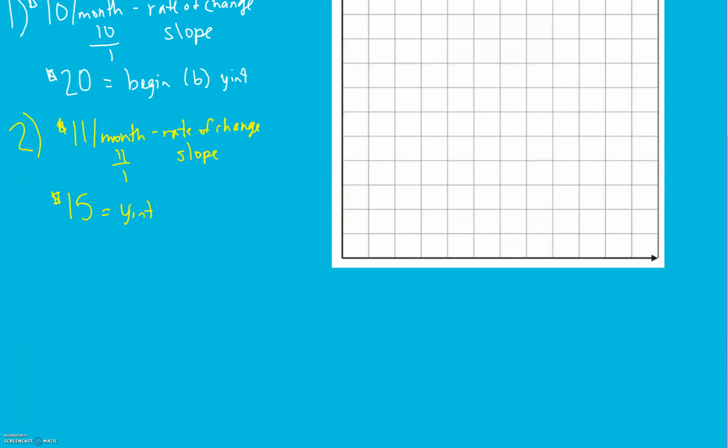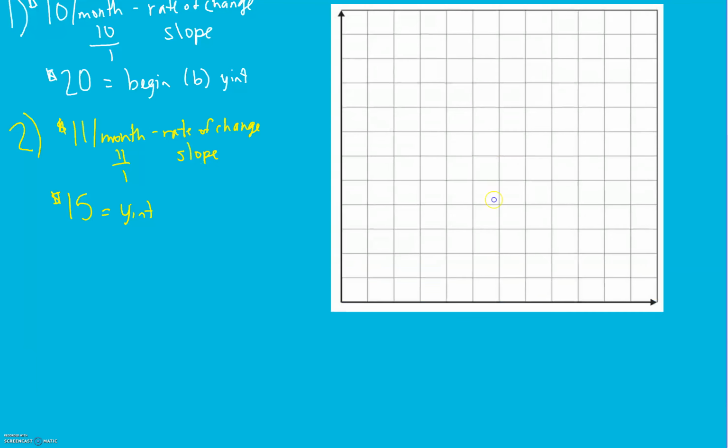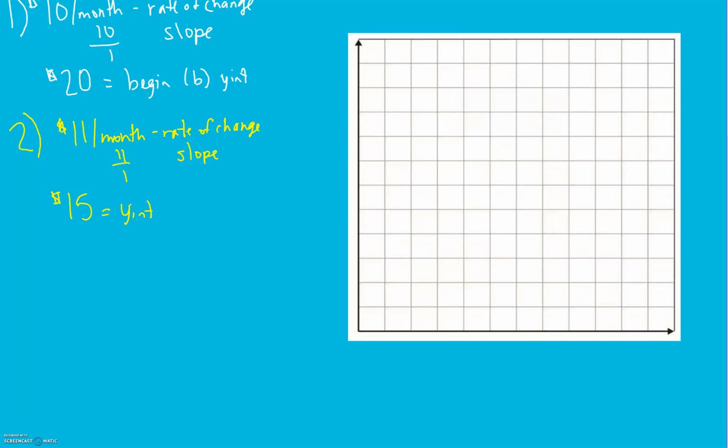When we go to graph this, I don't really want to have to count up to 20 and then count up 10 and over 1. I don't want to count to 15 and then up 11. So I'm going to use a scale here, and that way we can get more information on our graph. So our months, because it's $10 per month, that means that our time is months, and that's what we're going to use for a scale on the bottom. I can just go by 1 there.